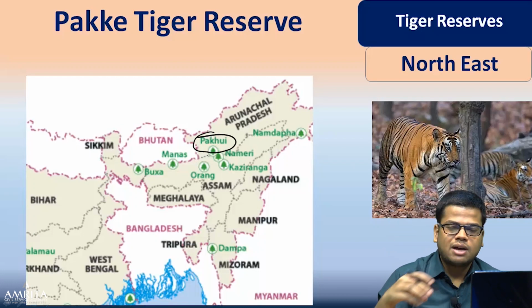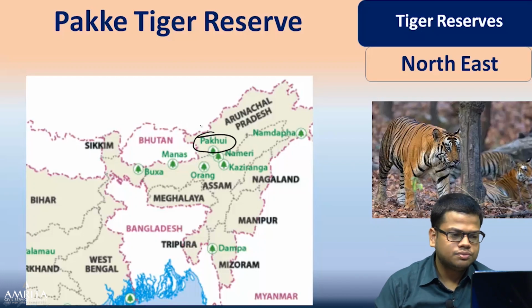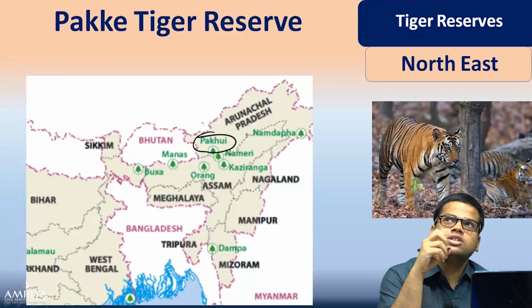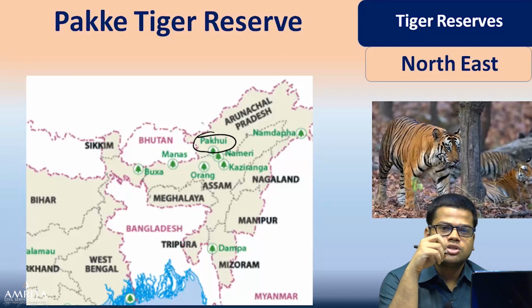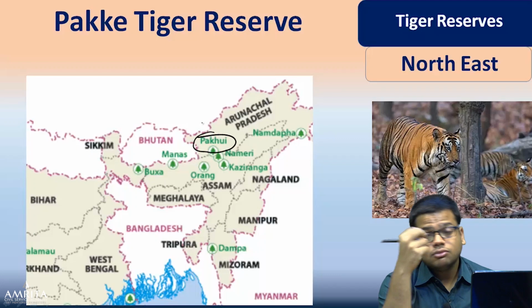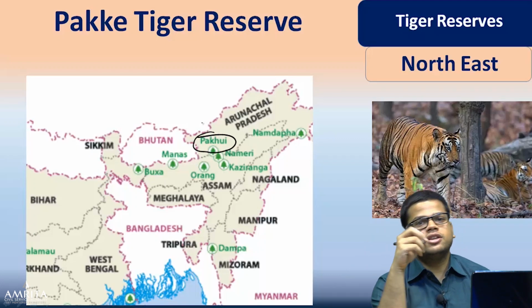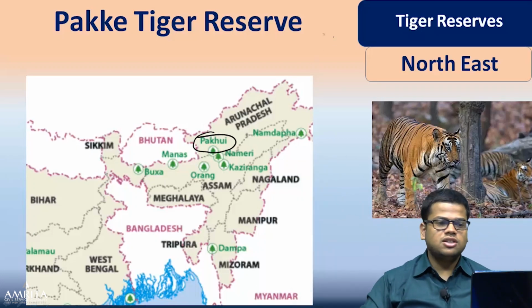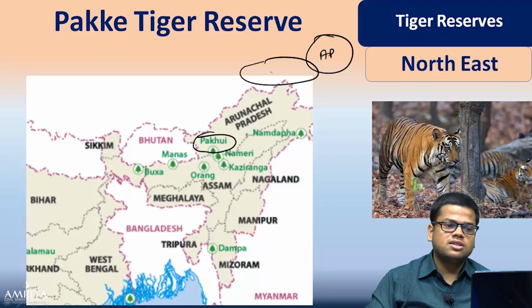Okay. So, for example, in the context I was telling you, you know Pakhui is in Arunachal Pradesh, right? But you do not know the location. And you know Kaziranga is in Assam. So, how will you relate that? You will say Arunachal Pradesh is like this, Assam is like this. So it must be that Kaziranga must be here and Pakhui must be here.